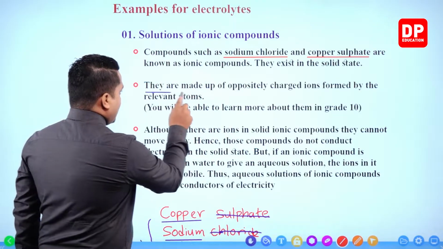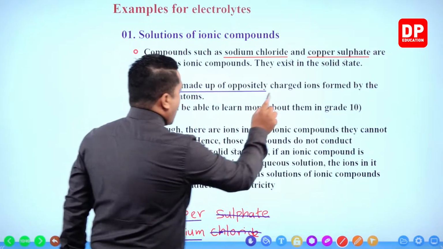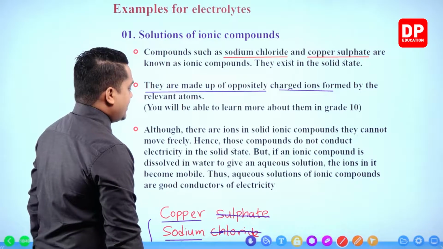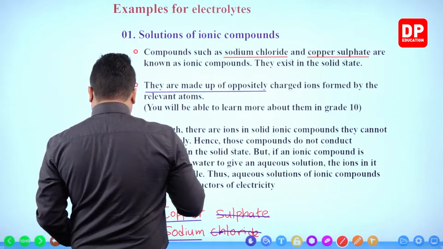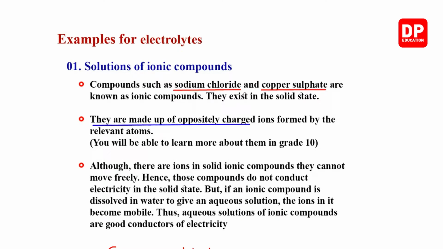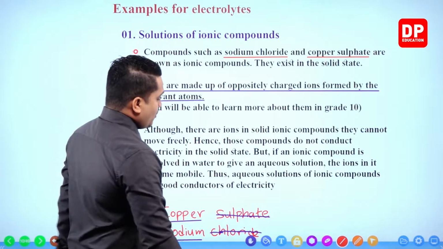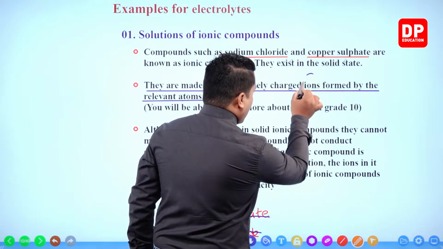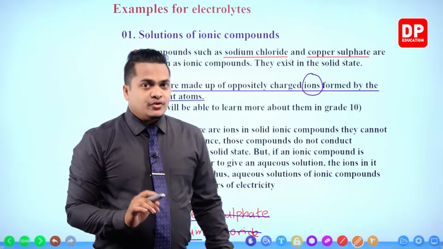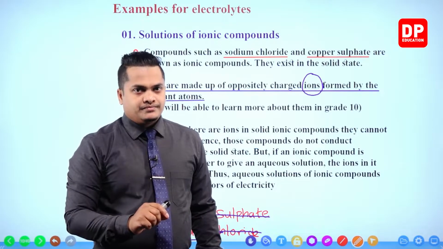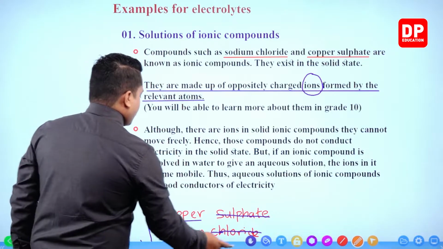Specialty here is that they are made up of oppositely charged ions formed by the relevant atoms. Right. Very special. They are made up of oppositely charged ions formed by their atoms. Once again, now you have come across the term ions here. So I promised you that I'm going to explain about these ions and about the mobile ions within this chapter. Okay. So let's head on to see what these ions are then.